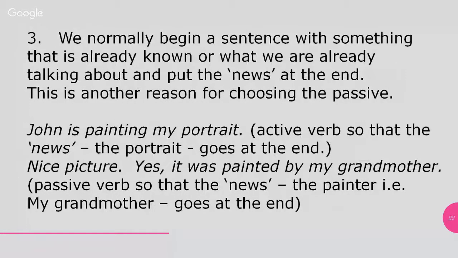We normally begin a sentence with something that is already known or what we're already talking about and put the news at the end. This is another reason for choosing the passive. John is painting my portrait, active verb, so that the news, the portrait, goes to the end. So, yes, it was painted by my grandmother. Passive verb, so that the news, the painter, that is the grandmother, goes at the end.